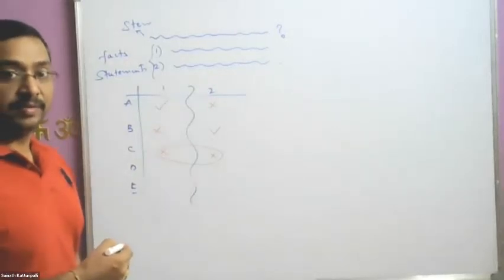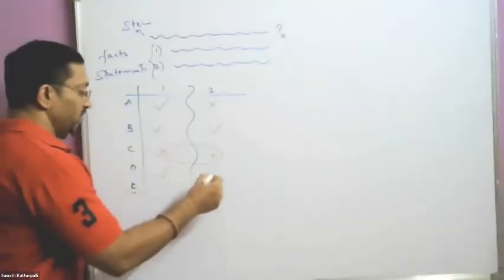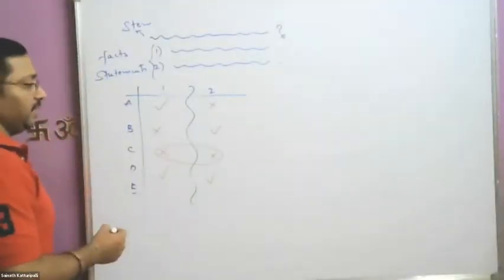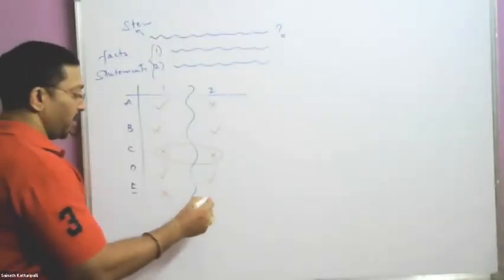Anybody else? Both alone sufficient. Yeah, individually. Each of the statements alone sufficient. Very good. And E. Both together also not sufficient. And that's not how it is. Each of the statements alone not sufficient.